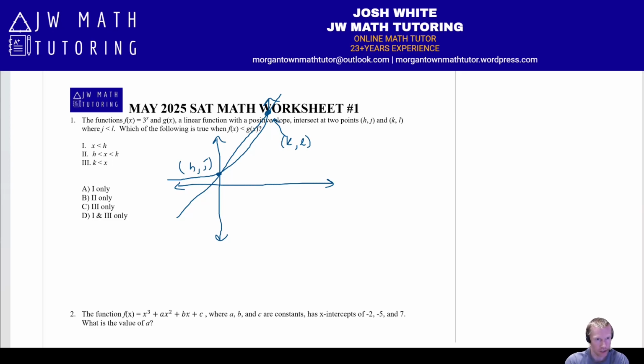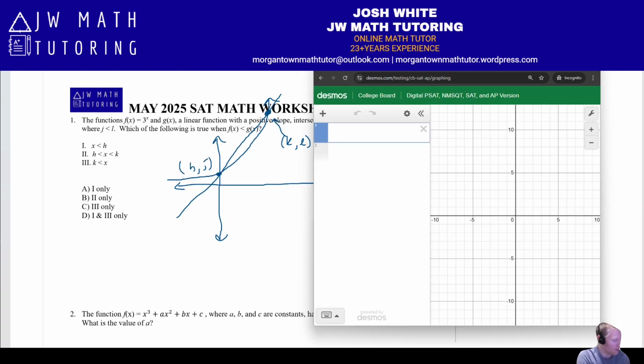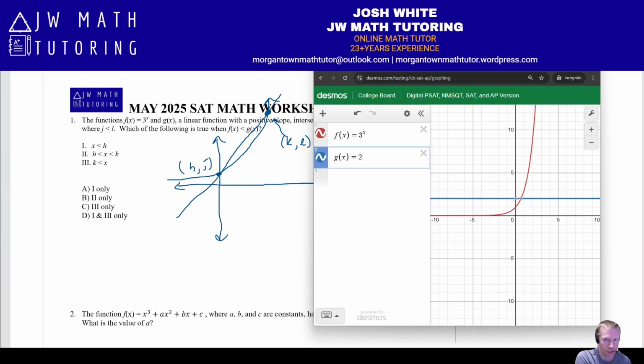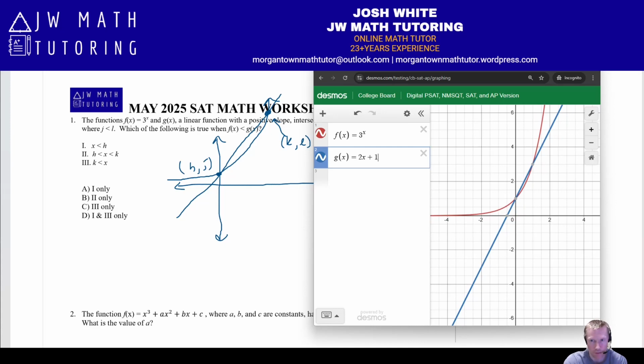Okay, so basically, we want to know which of the following statements is true when f of x is less than g of x. Okay, so f of x is the exponential function. Actually, I should just do this in Desmos. There's no reason to draw this all out when we can get a much cleaner visual representation in Desmos. Okay, so there's f of x. Now, for the linear function, you do have to pick something here. What I chose is 2x plus 1, and then I will zoom in.